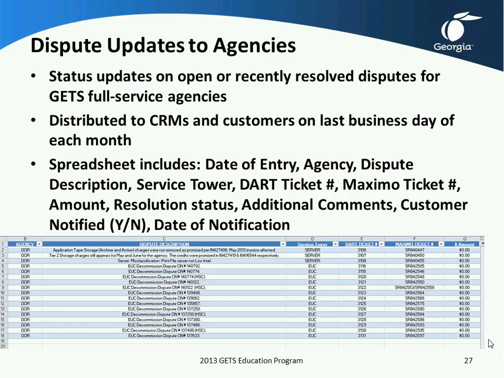Down at the bottom is a quick snapshot of just a portion of the screen. There are so many fields we couldn't fit it all on one slide, but this is a snapshot of what it might look like. Again, if you can't see it, it says agency, dispute description, service tower, DART ticket numbers, some of the things that I mentioned in terms of the fields included in that update.